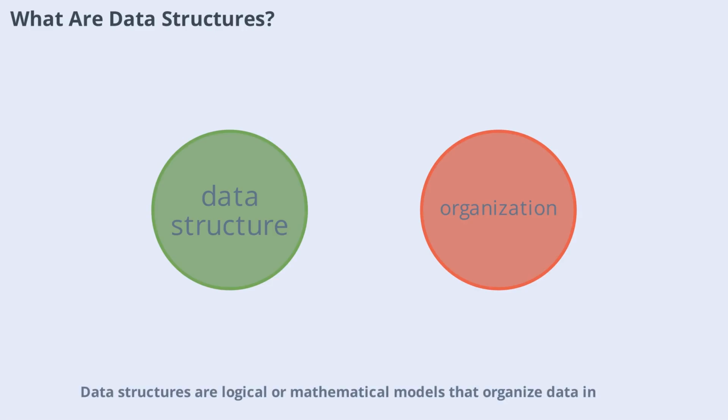Data structures are logical or mathematical models that organize data in specific ways to mirror real-world relationships and make data processing efficient. Choosing the right data structure is crucial. It must be rich enough to represent real-world relationships, yet simple enough for effective processing. Throughout this video, we'll break down the basics, introduce key terminology, and see how these structures are used in practical programming scenarios. Let's start by understanding the fundamental building blocks of data organization.